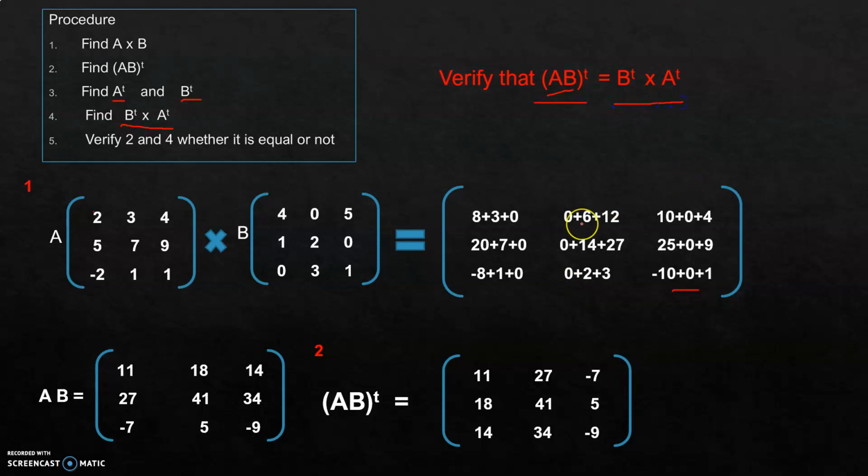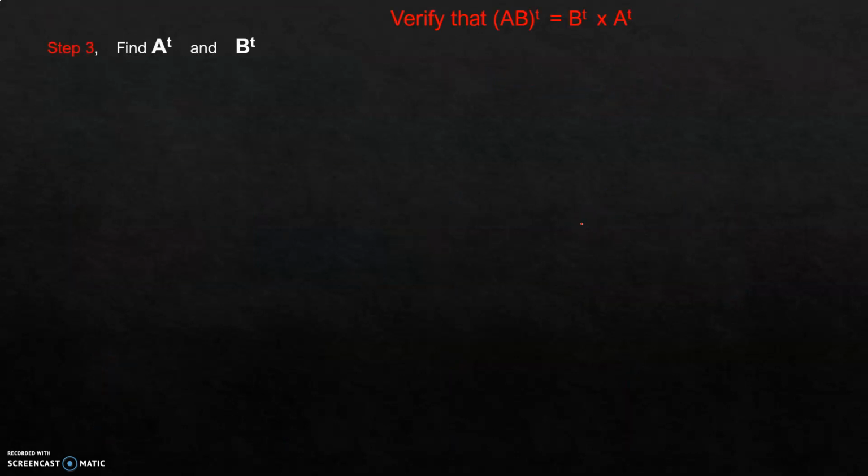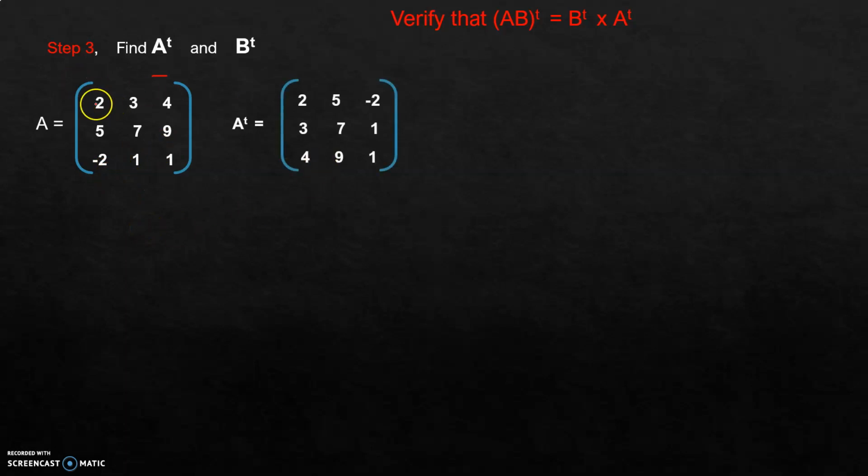Transpose of B into transpose of A. First we need to find the transpose of A. A, as per the question, is [2, 3, 4; 5, 7, 9; -2, 1, 1]. Then the transpose of A is [2, 5, -2; 3, 7, 1; 4, 9, 1]. That is, we interchanged all the rows with the columns. The first row is 2, 3, 4, so here the first column is 2, 3, 4. Like that, we get the transpose of A.